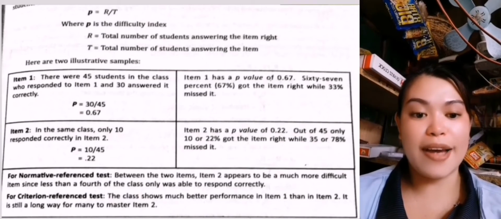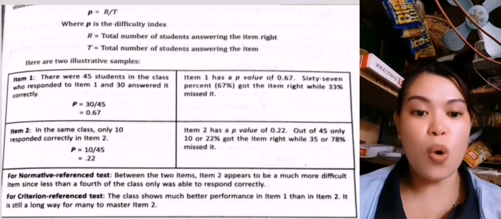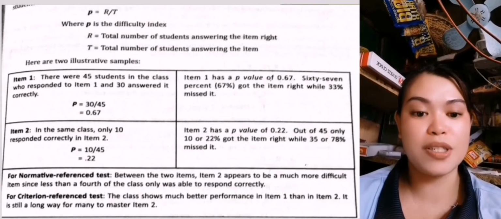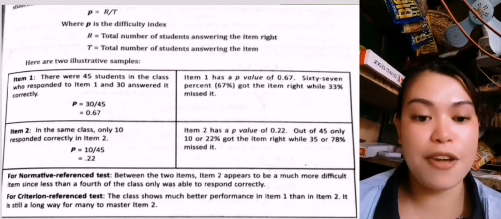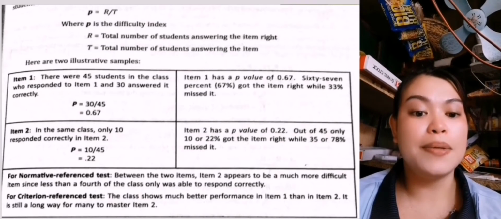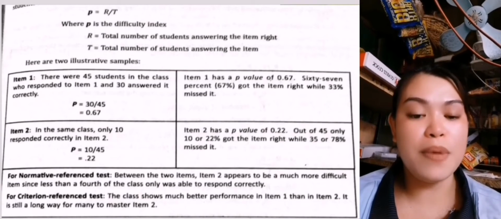67% got the item right, while 33% missed it. So when you convert 0.67 into percent, it will become 67%. And the rest, which is the 33%, are the students who missed it.